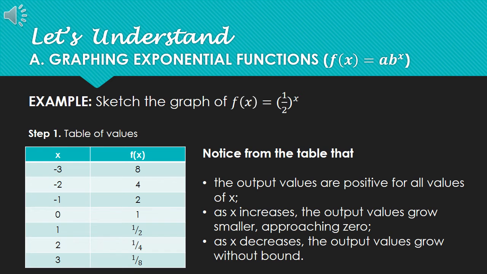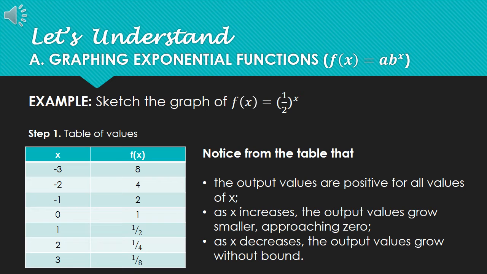So for the next example, sketch the graph of f of x equals 1/2 raised to x. So we get the value of the base, we have 1/2. So we can now identify whether it's an exponential growth or exponential decay. So since the value of the base is 1/2, which is greater than 0 but less than 1, then our exponential function is considered an exponential decay. So now we proceed to the table of values.